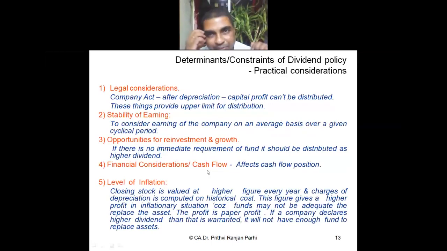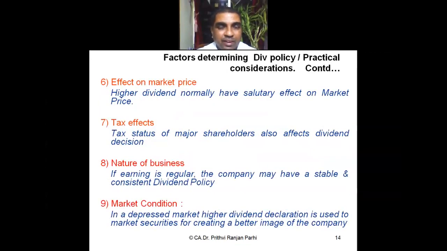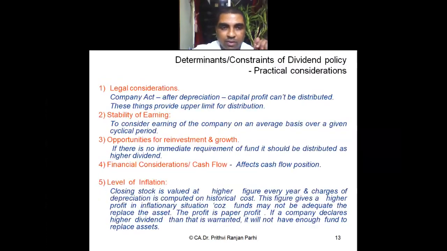And what are the determinants or constraints of dividend policy? Various points are there. We have discussed all these points: legal considerations, stability of earning, opportunities for reinvestment and growth, financial considerations, cash flows, level of inflation, all these things, effect on paper profit. A student asks what paper profit means. Paper profit means book profit.